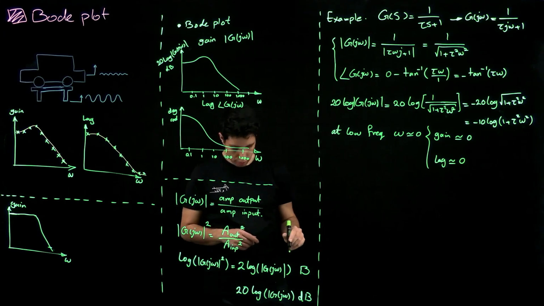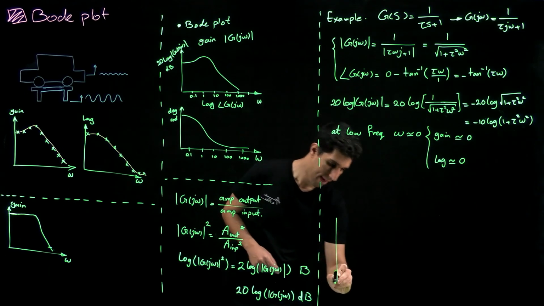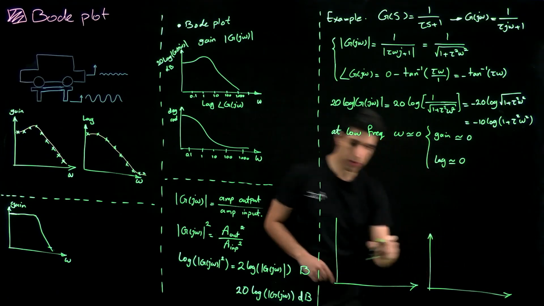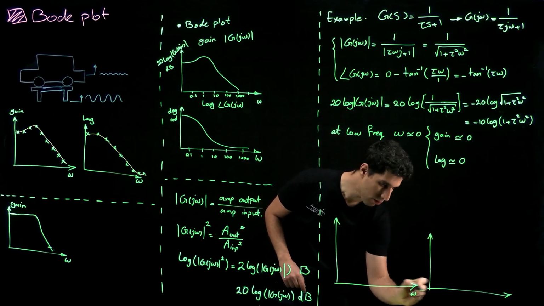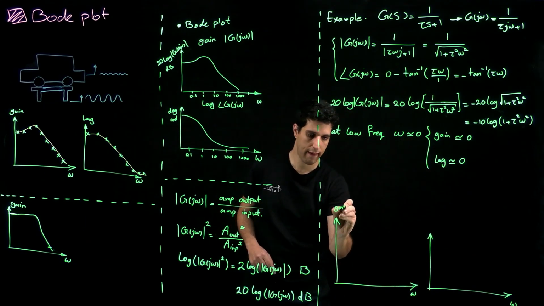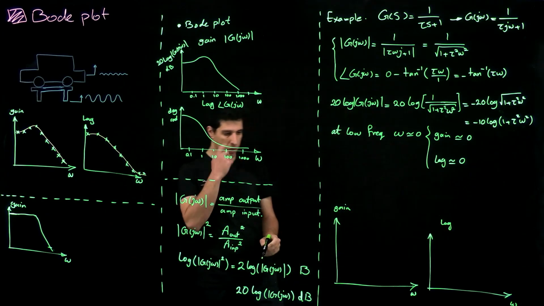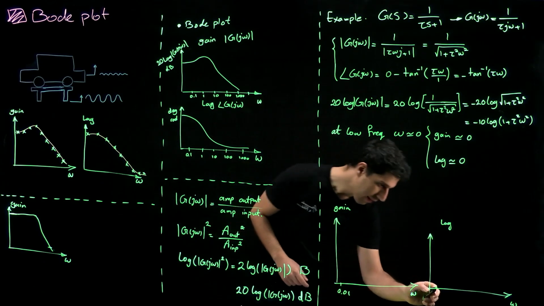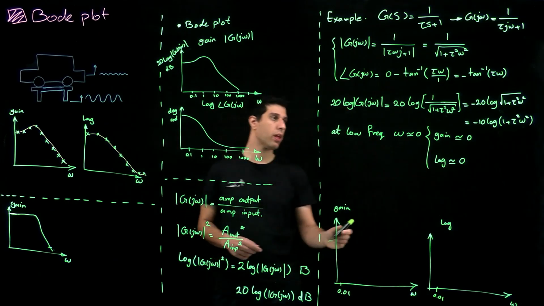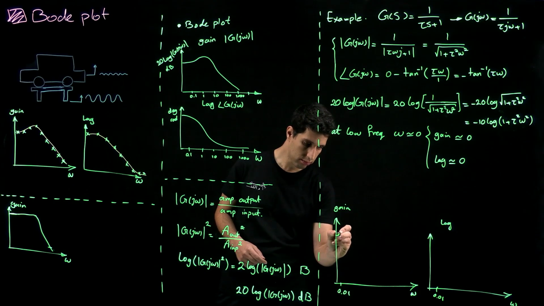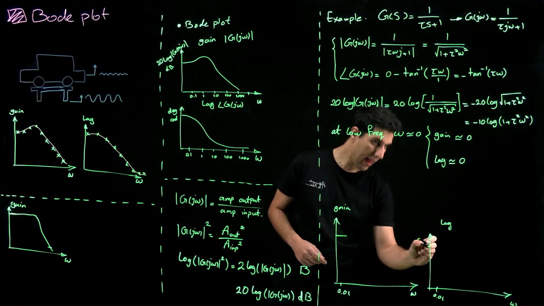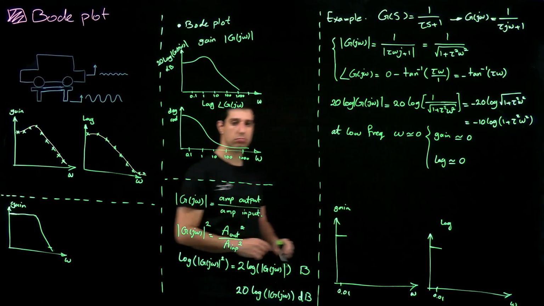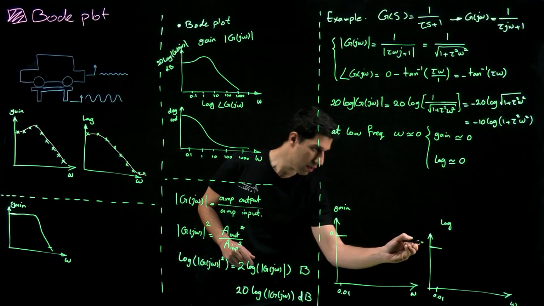So I'm going to try to plot them here. So this is going to be my gain plot, and this is omega, this is gain, this is lag. So at very small omegas, like, I don't know, 0.01 and smaller, my gain is 0. So it is something like this. And my lag is also 0. I'm going to draw it here. So at very small values, my plot looks like this, 0 and 0.